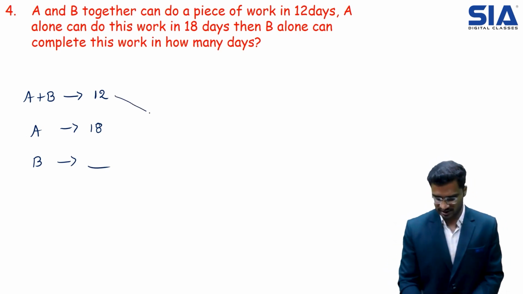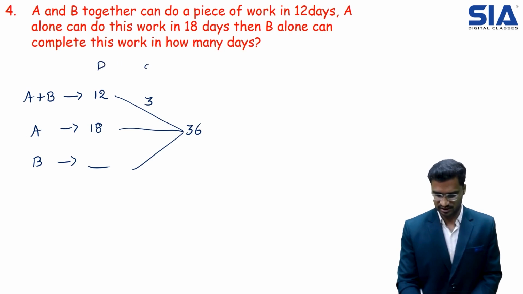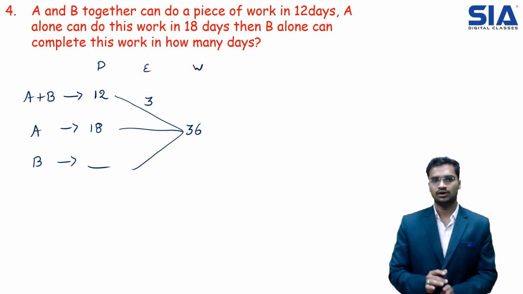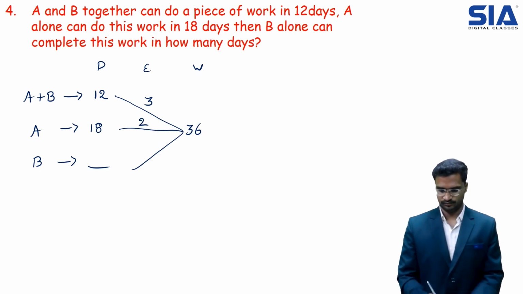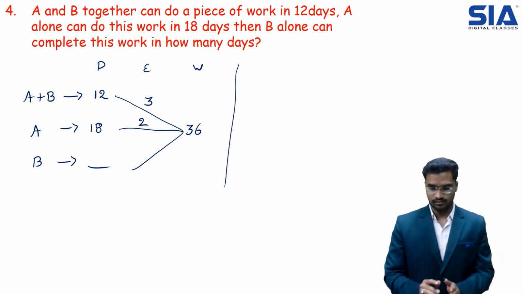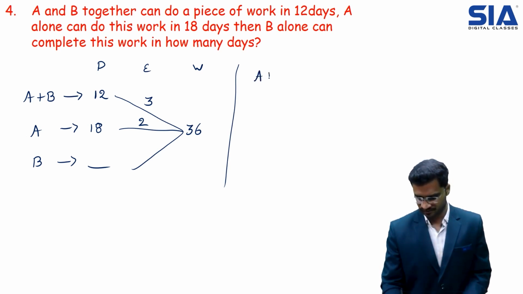Let us take the LCM of 12 and 18. The LCM of 12 and 18 is 36. 12 threes are 36, these are days, these are efficiency, and this is the work. 12 threes are 36 and 18 twos are 36. So after seeing this, I can say that the efficiency of A plus B is 3.